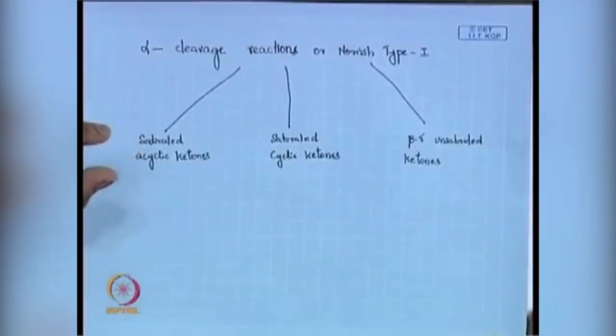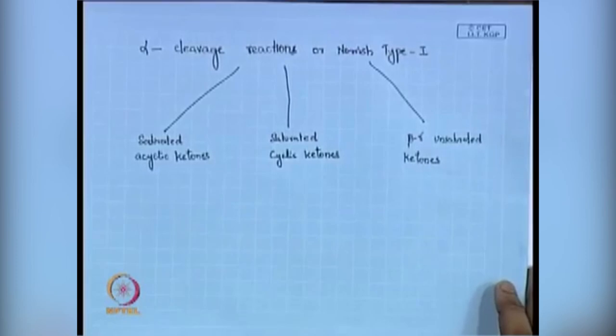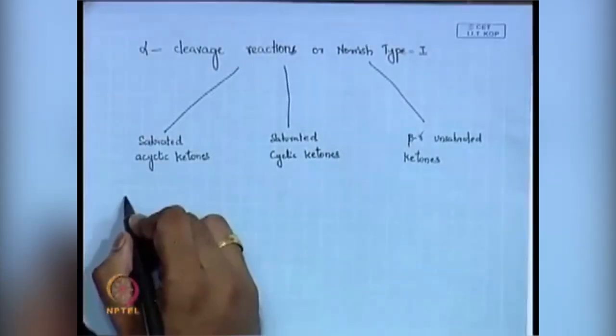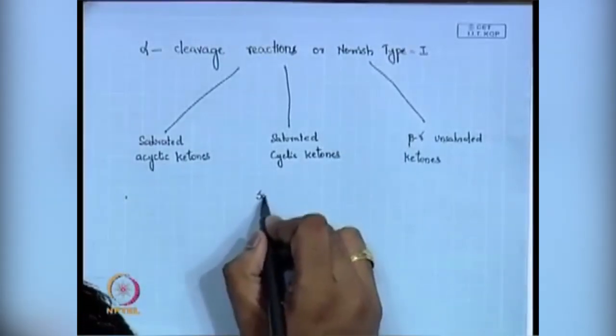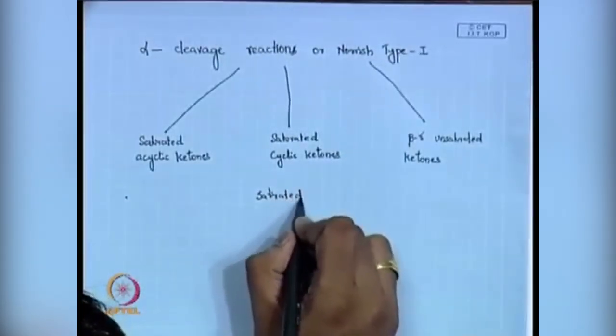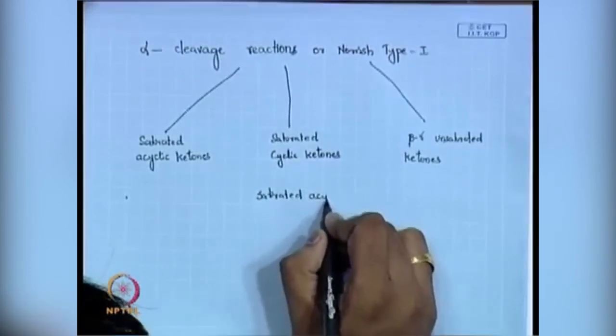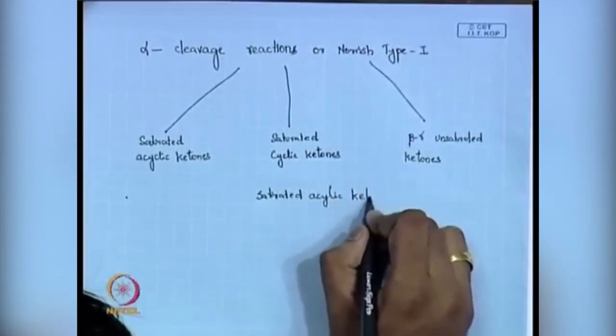So, what I will do is that initially we will take a saturated acyclic ketone and see some examples of how this undergoes a Norrish type 1. Then we go for saturated cyclic systems, where you can take 6 membered, 5 membered, 4 membered rings and see how they undergo this. And finally, we will work out beta gamma unsaturated ketones. So, first I will take the system of saturated acyclic ketones.